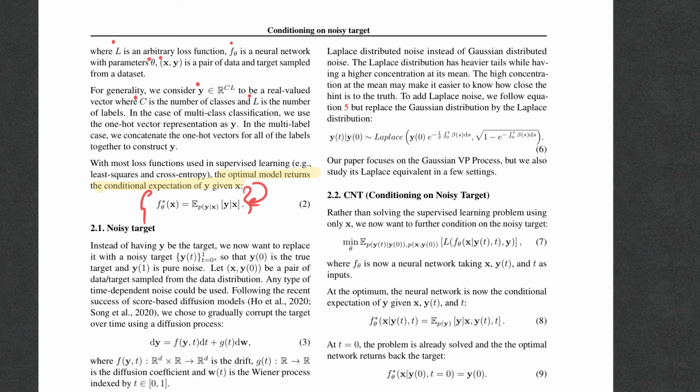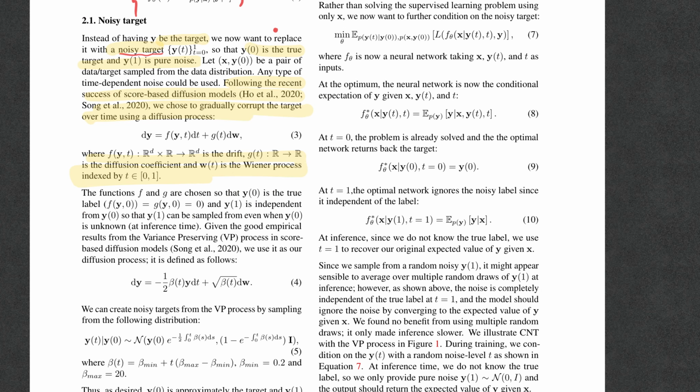Now, in the supervised setup, what you essentially want to return is the conditional expectation of Y, or the objective, given the observation, which is X. So given this distribution, you want to deal with this. Now, in this proposition, instead of having Y be the actual non-noisy target, they consider a noisy target. And then you have this noise level T as well, which means 0 is just the target itself and 1 is pure noise.